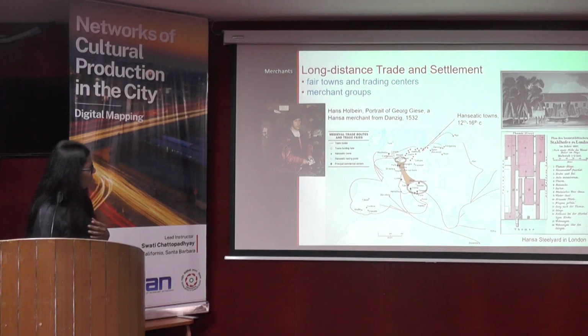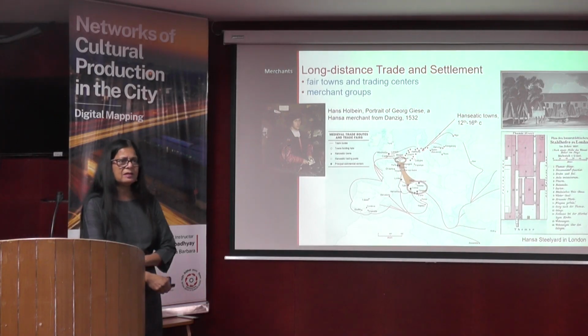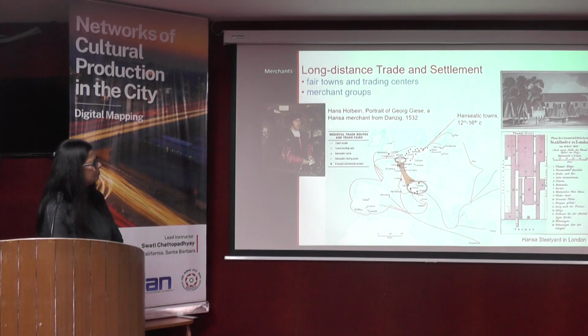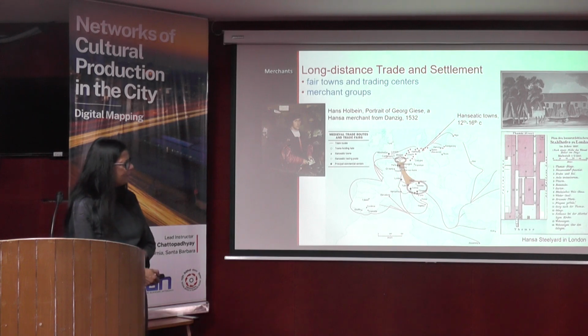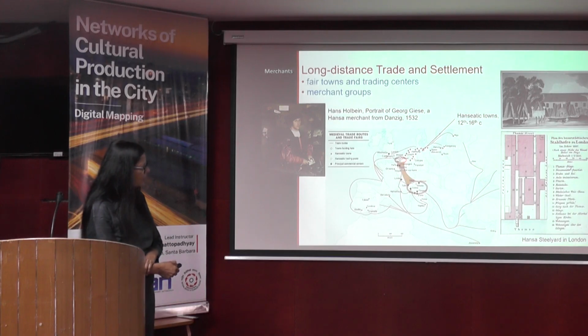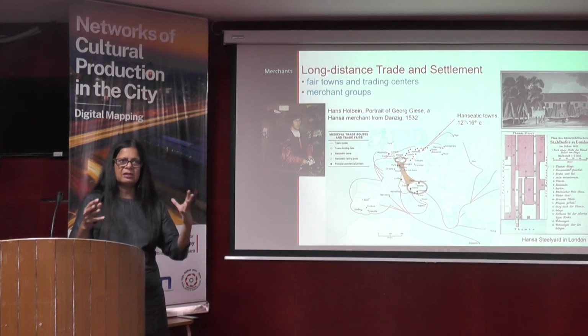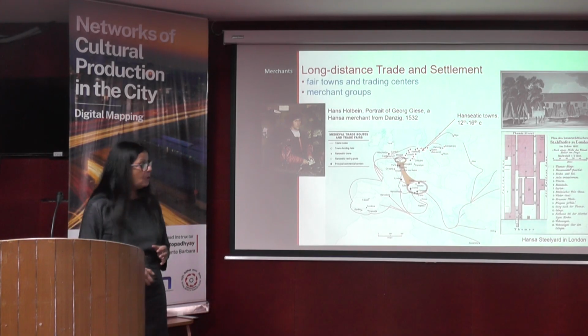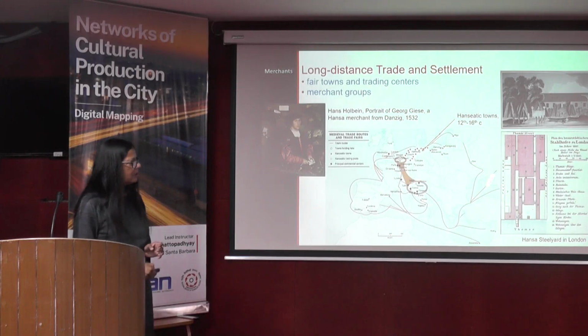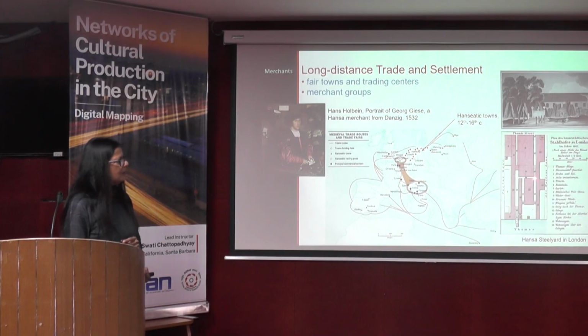So the merchant, I showed you an image of this. This is a very well-known painting of a Hansa merchant from Danzig. And the Hanseatic towns, they're all in red, and the ones that are just outlined in red, they are small settlements. In other words, that's not within Hansa territory, really. One was in London, and it was called Steelyard, nothing to do with steel, by the way. And this is a kind of a rudimentary plan of what that was.